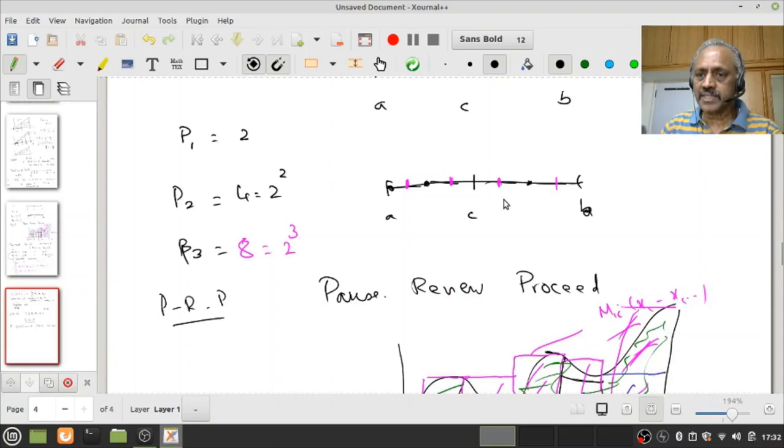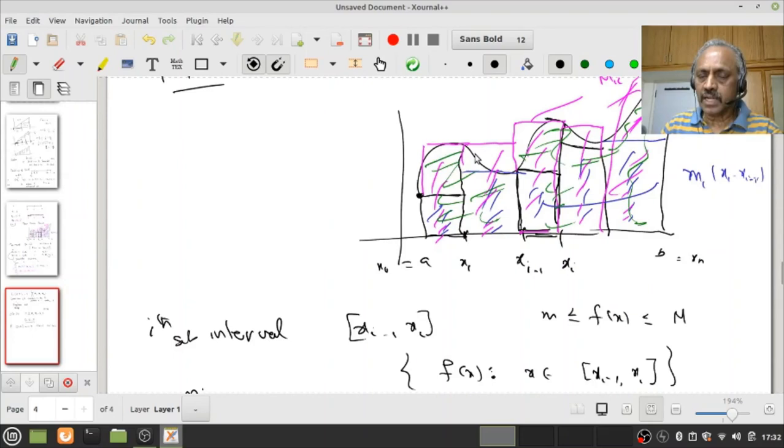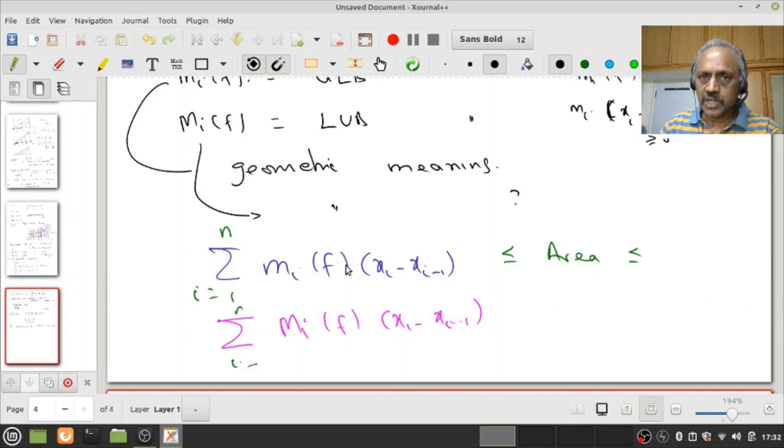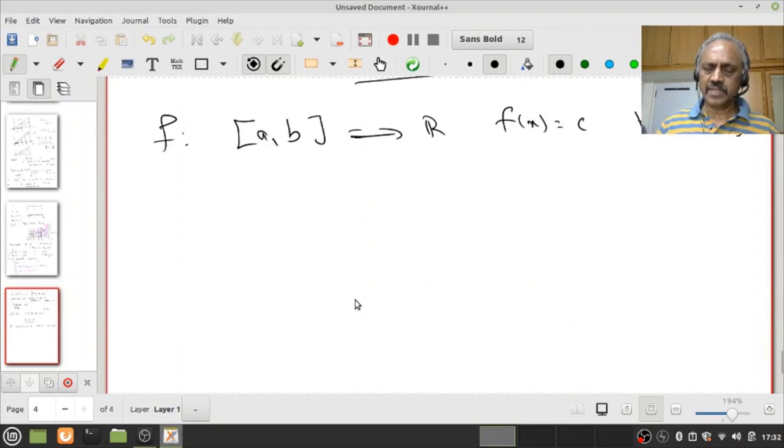For trying to understand the geometry, I am assuming the function should be positive. Do you understand this? But in reality, to define these things, I do not require f to be positive. It may take positive values, zero values, negative values, anything is okay. It should be a bounded function, and that's all we require. Do you understand this? Okay. Let us go slow. There are a lot of small things. If you understand those things very thoroughly, you will follow this. Now, this is my [a, b].